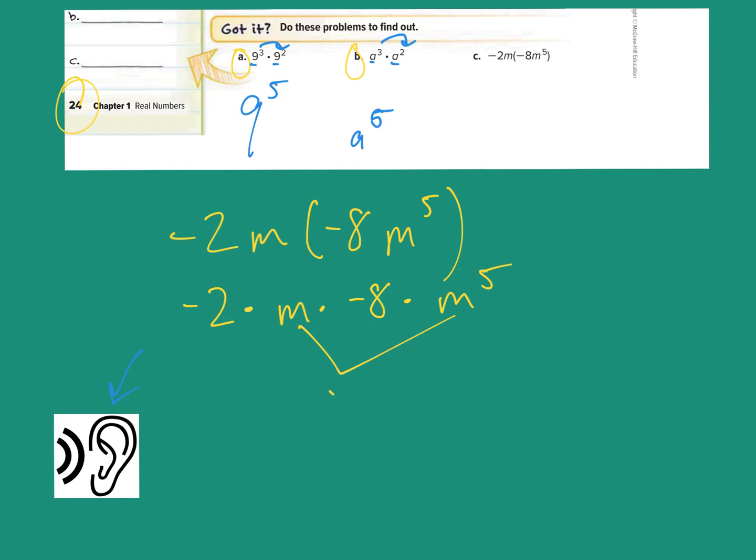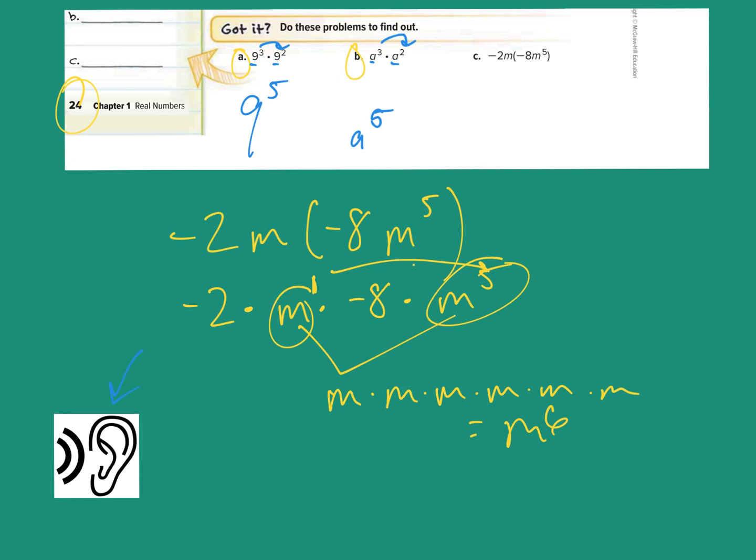And that is the same as, I'm just going to rewrite this down here, 1 times 1, 2, 3, 4, 5 m's. Because I have 5 m's being multiplied by 1 m, and I'm connecting that to equal m to the sixth. Because now I just have 6 m's being multiplied together. So really we were seeing almost like an invisible 1 as our exponent, and then just adding those exponents together. So m to the sixth.